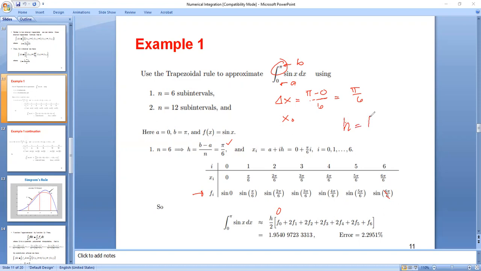It's just b, sorry, not b over a plus b minus a. This h here, you're going to divide it by 2 as per formula. And this is your answer.